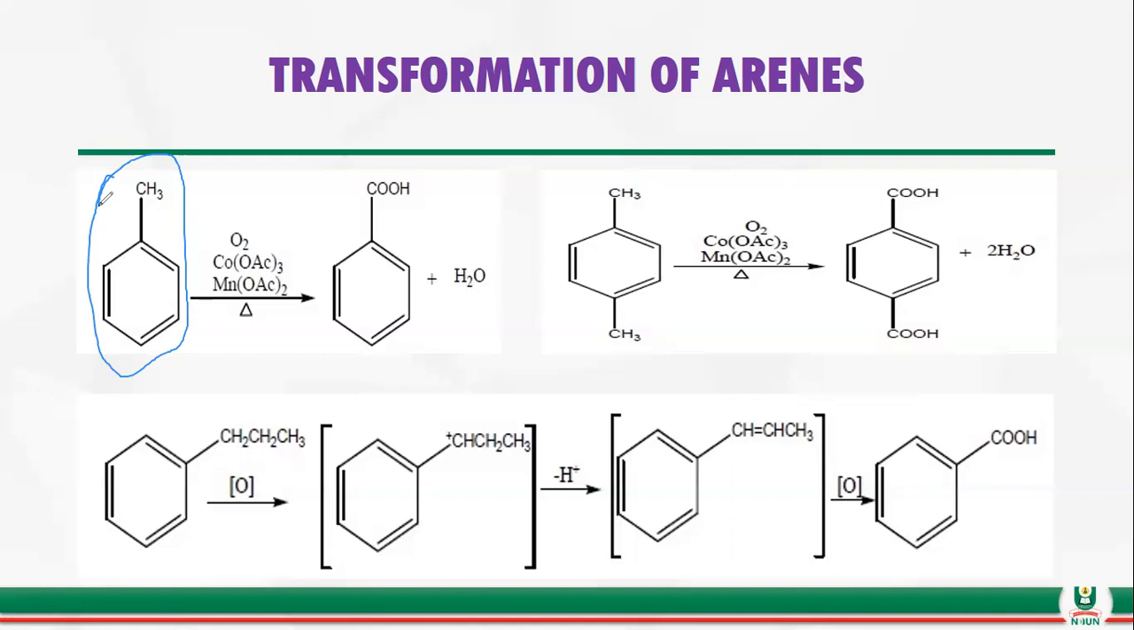Toluene. Toluene, very good. When toluene was oxidized, it gave us this product. What's the name of this product? Benzoic acid. Wow, that's nice. So you know that's benzoic acid.